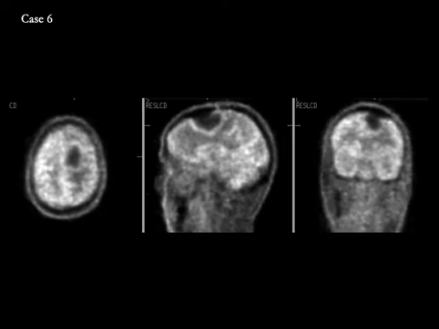FDG PET images of the brain from a patient being evaluated for tumor recurrence. The left side of the brain near the vertex is where the primary tumor was removed. The resection cavity is photopenic, but the margins of the resection cavity show hypermetabolism consistent with tumor recurrence.